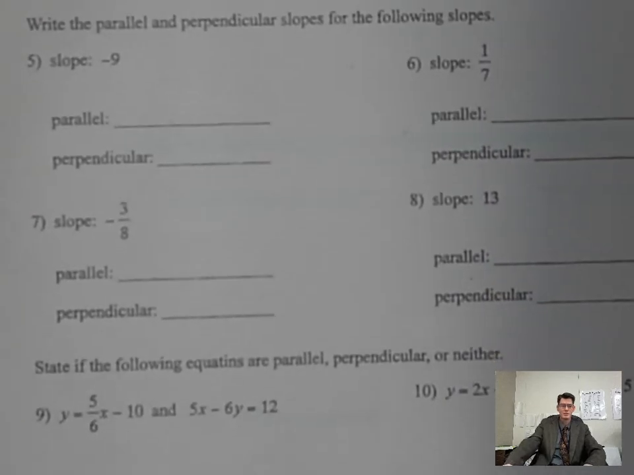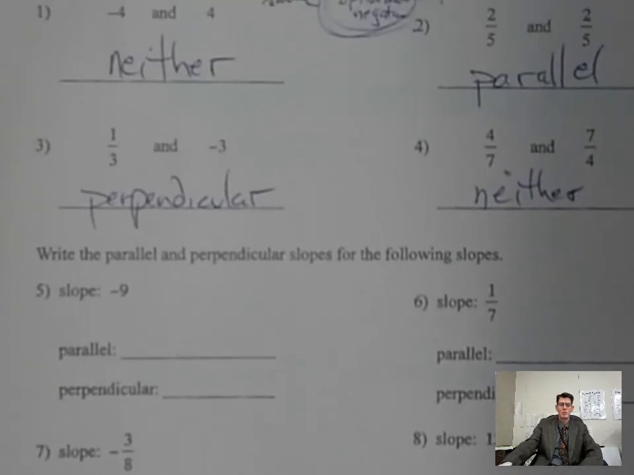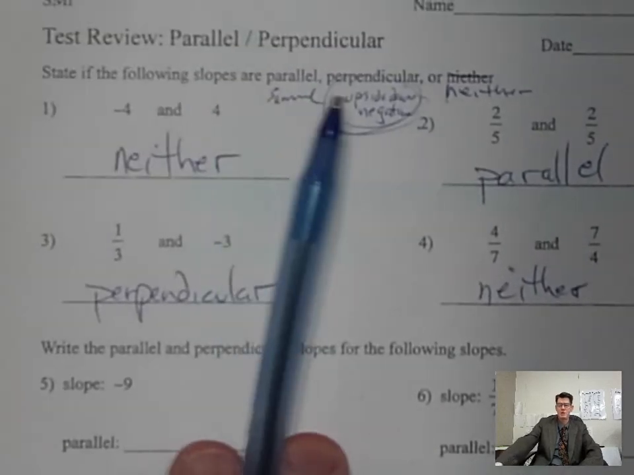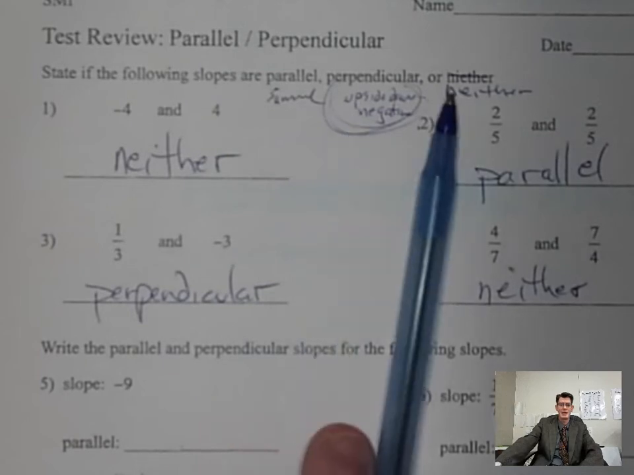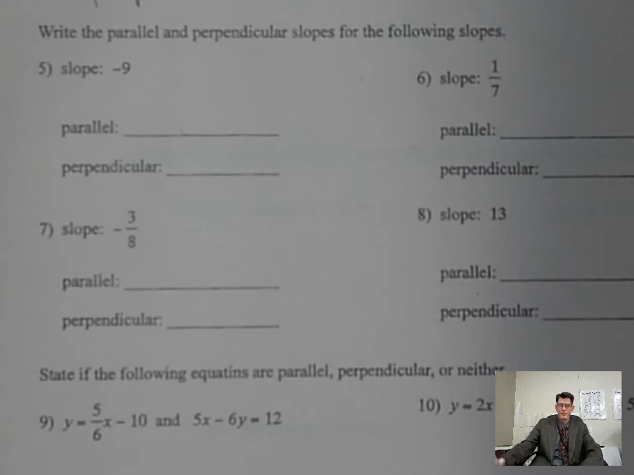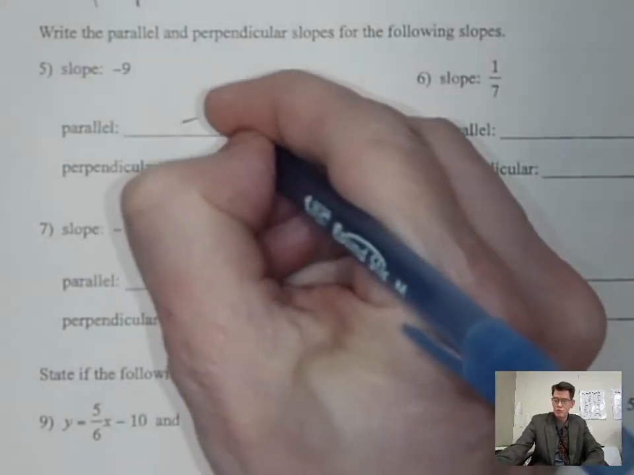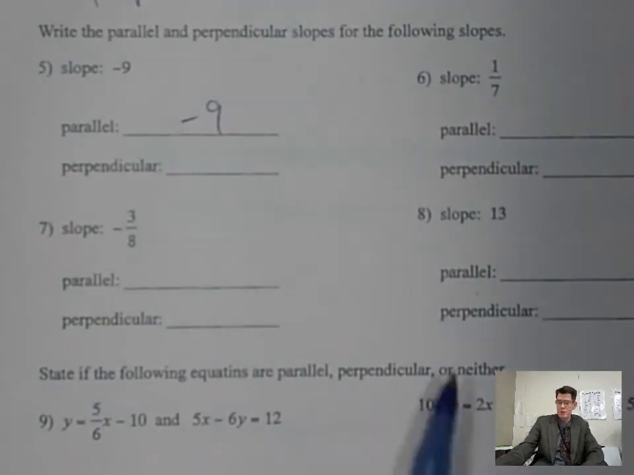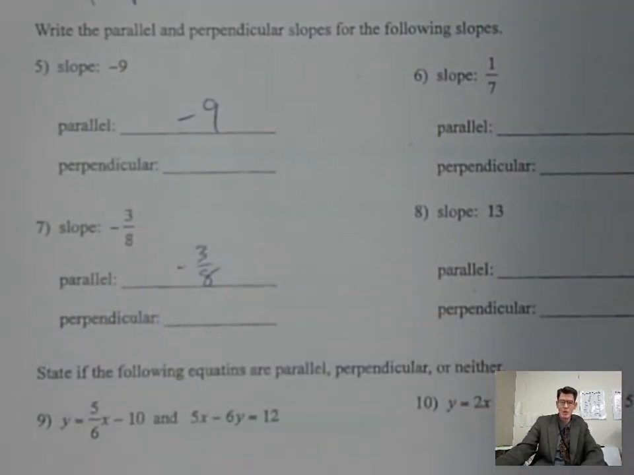Next section. Write the parallel and perpendicular slopes. It's the exact same concept as up here. Parallel is the same slope. Perpendicular is the upside down negative. So here we go. Parallel to this is going to be exactly the same. I know we're asking you to do a lot of work here. Slope negative 3/8, so you write the same slope.